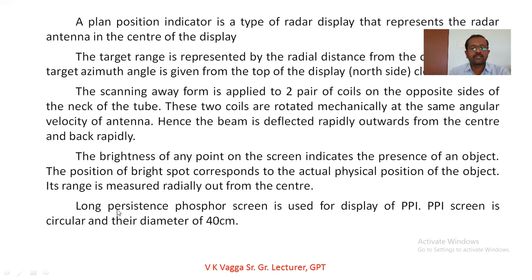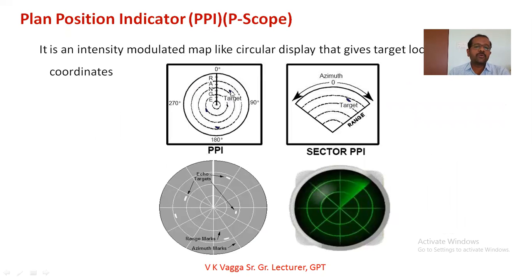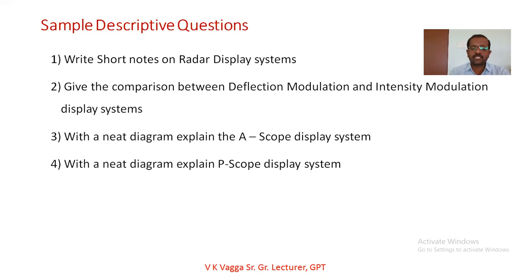And a long persistence phosphor screen is used for the display of this PPI, and this PPI screen is circular, with a diameter of up to 40 centimeters in size. This is about the PPI. I think you have understood. So the simple point to be remembered is, in case of the A scope, it is going to give you the signals, like waveforms. But in case of the PPI, it is going to give you the dots showing the availability of the target here. This is about the radar display system.